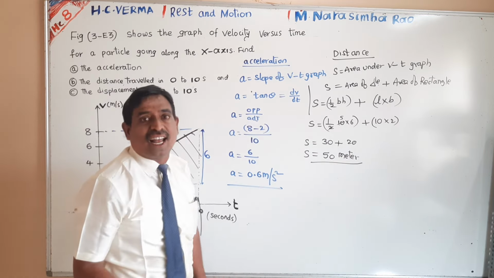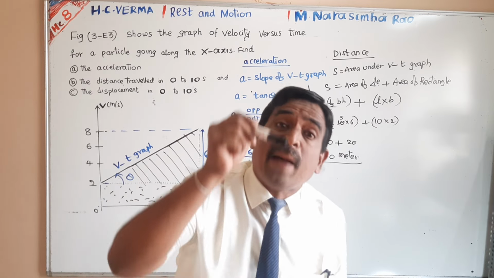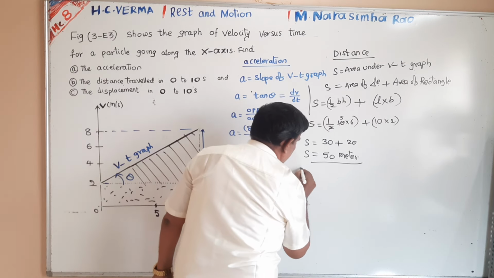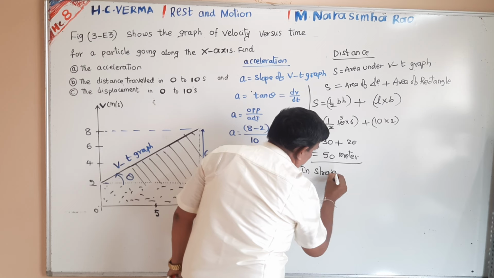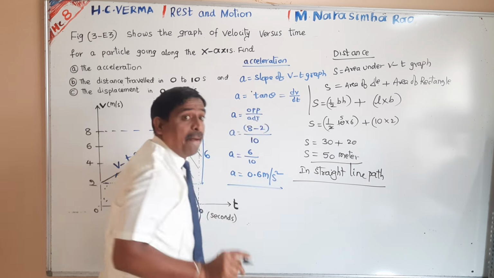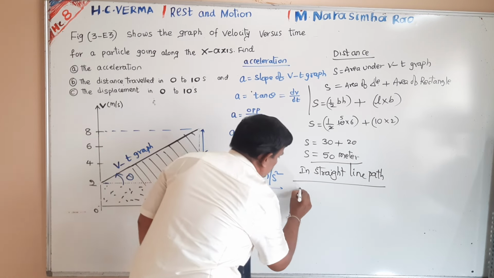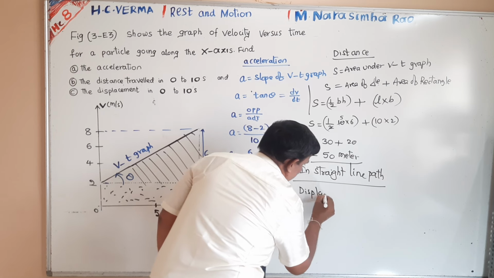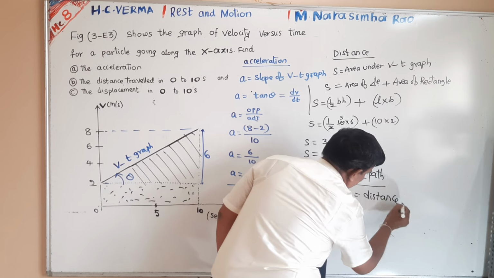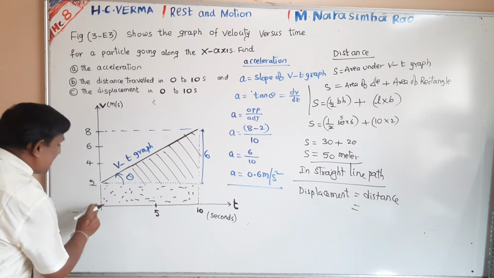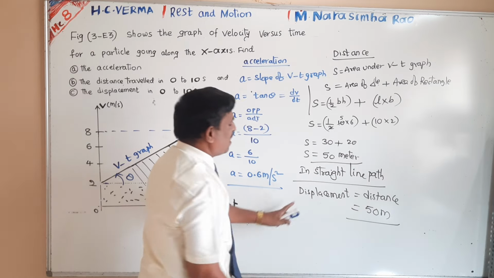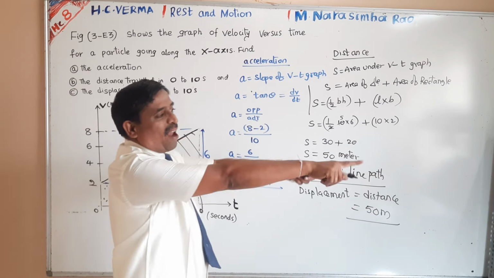In a single direction, in a straight line path, the magnitude of displacement is equal to the magnitude of distance traveled. Distance traveled in 10 seconds is 50 meter. Displacement is also 50 meter. Displacement and distance are equal along a straight line path.